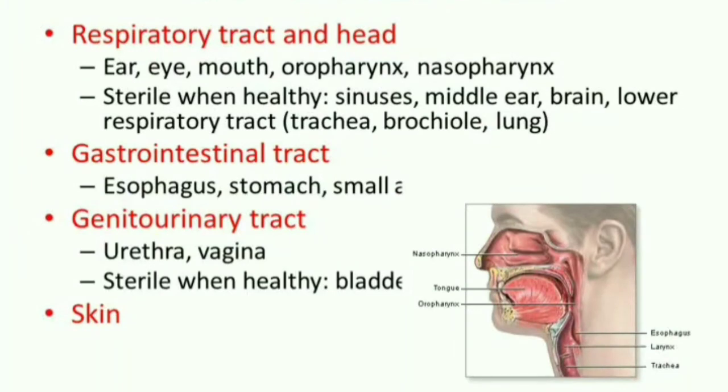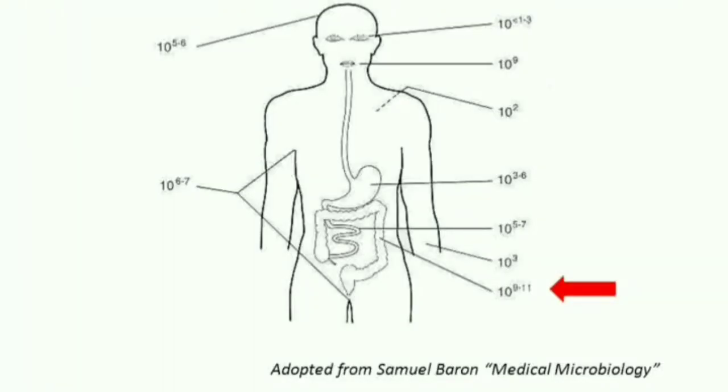Now let us have a look at the sites of the human body that normal flora microorganisms colonize. These include the respiratory tract, the head, that is the eyes, ears, mouth, and even the brain. The gastrointestinal tract, the genitourinary tract, and even the skin are the major portions of the body where the microorganisms colonize. This diagram helps us understand the distribution of normal flora in a human body, that is, the amount of microorganisms present in each portion of the body.